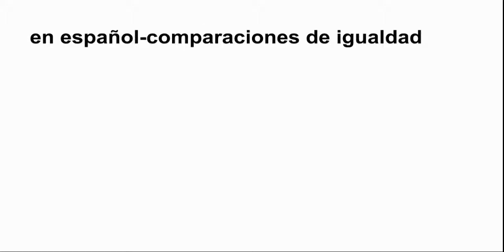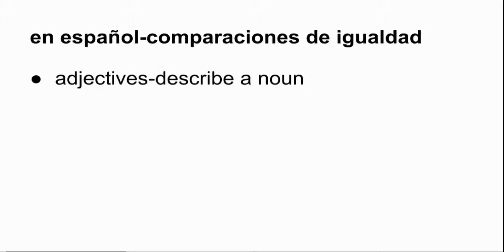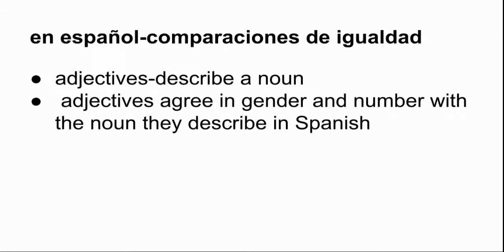En español, comparaciones de igualdad. So let's talk about the adjectives first. What is an adjective? An adjective describes a noun. A noun is a person, place, or thing. And remember in Spanish that adjectives agree in gender and number with the noun they describe.